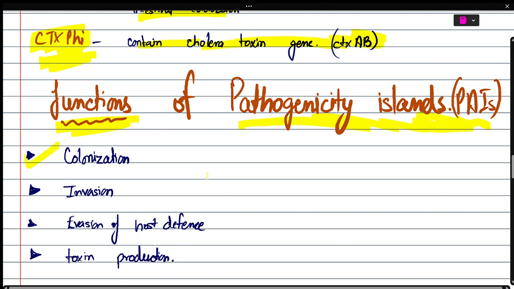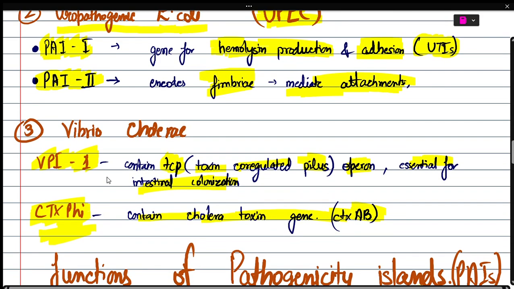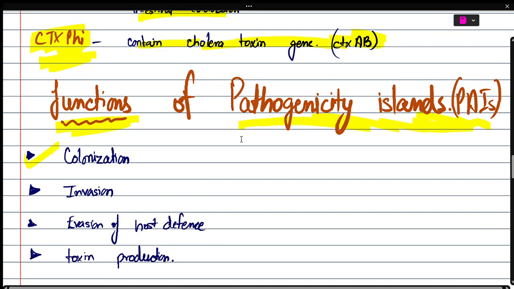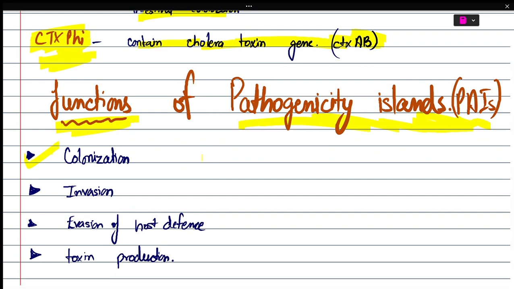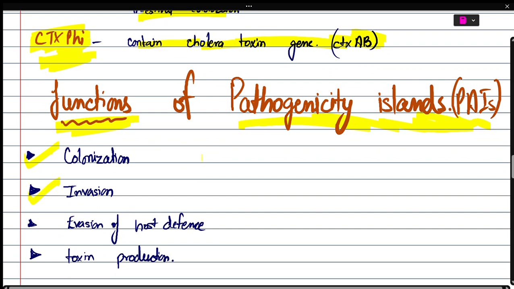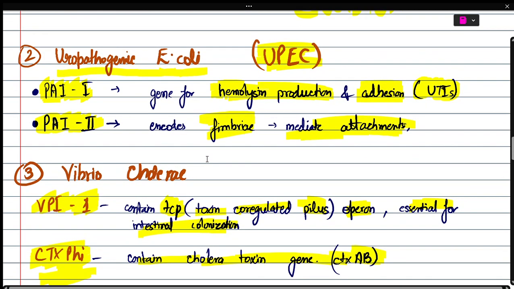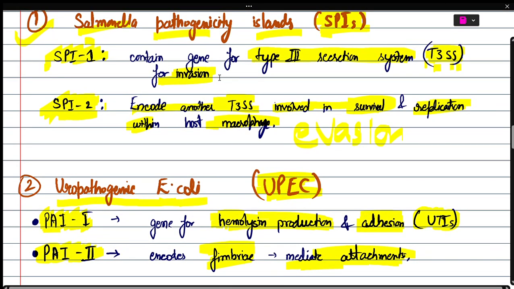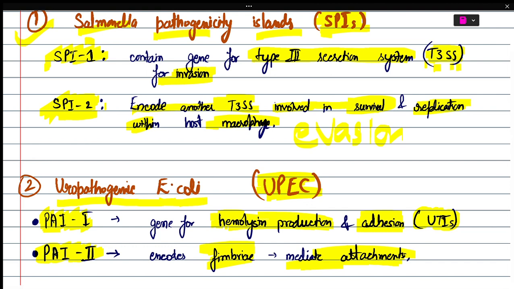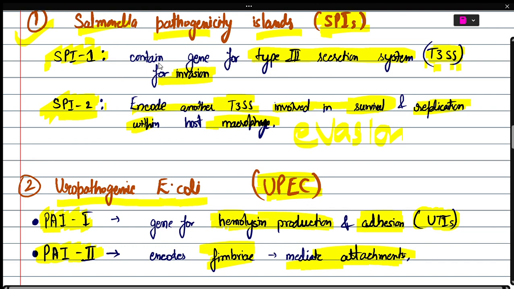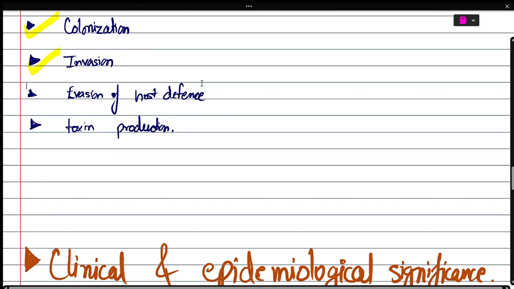The first function is colonization. Here VPI1 contains the TCP operon essential for intestinal colonization. Then you will get the information regarding invasion. Here, SPI1 contains genes for the type 3 secretion system for invasion. This is your example for invasion.